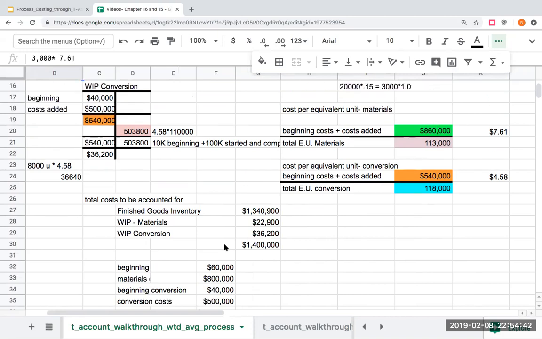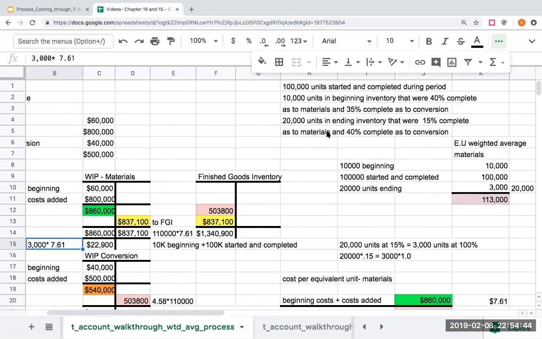So I'm going to pause briefly, and then we're going to use the same example to go through and do a FIFO question using the same numbers.